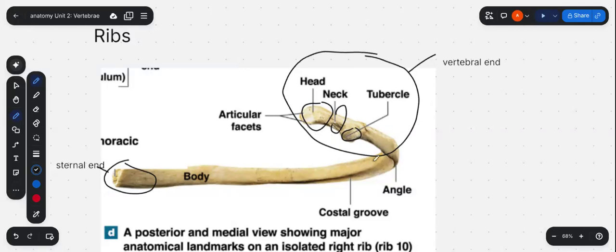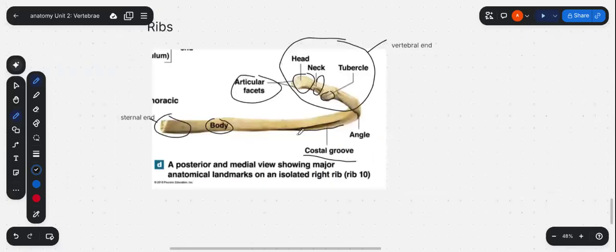Then you have your costal groove. You can see that there is an indent on the rib over here in this region here, and then that line that really defines the groove. That is your costal groove. And then that is pretty much everything that you need to know about the ribs. You don't really need to know your articular facets or your body, but depending on your professor, you might need to know the difference. But that is everything for this lecture.